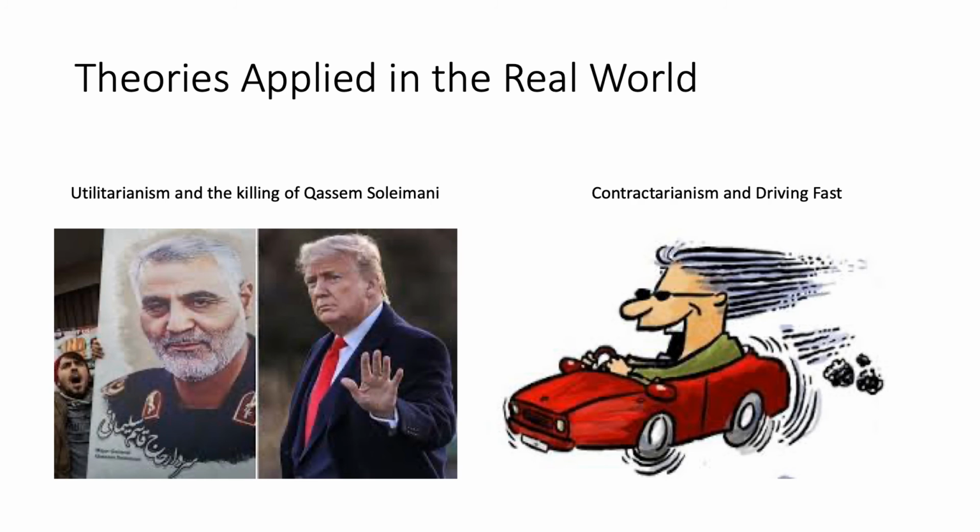I applied utilitarianism with the killing of Soleimani. Soleimani was a major architect of terrorism. He killed numerous Americans and people within his country. And by killing him, one of the goals was that we deter future terrorist attacks. So arguably, this action could be justified as utilitarianism because it was focused on results.